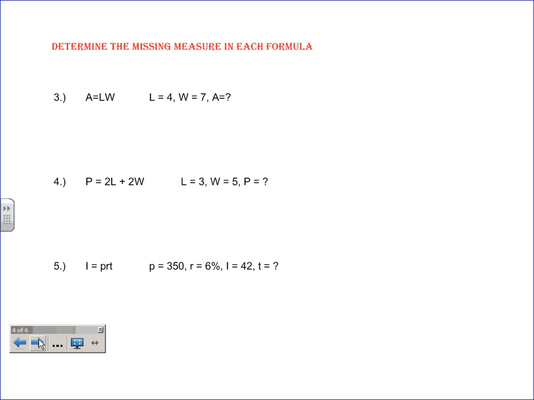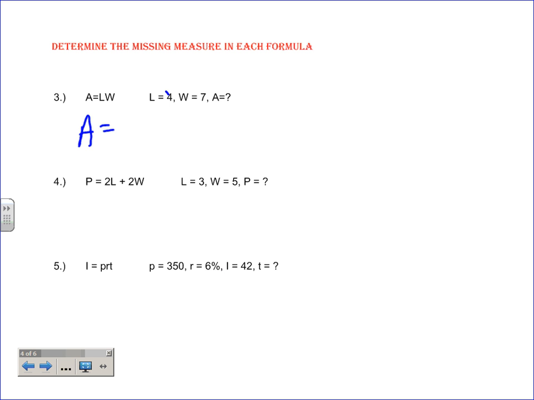So I'm basically going to tell you that these first two, for 3 and 4, that those are rectangles. So could you draw one? Yes, you could. But otherwise, you don't really need to, because you can just substitute. L goes right there. That's a 4. 7 goes right there. Equals 28.